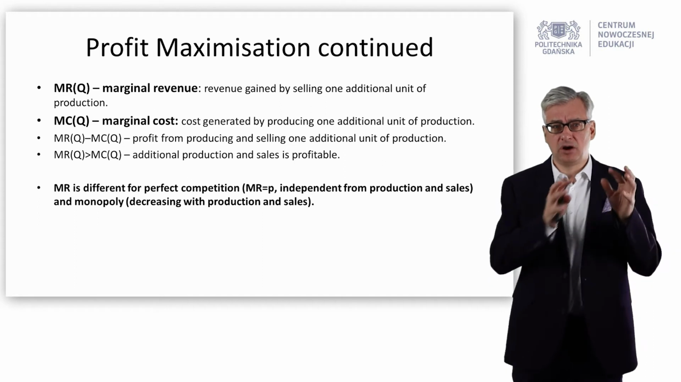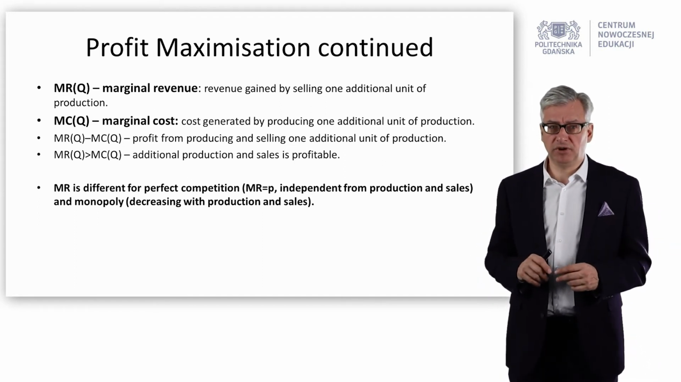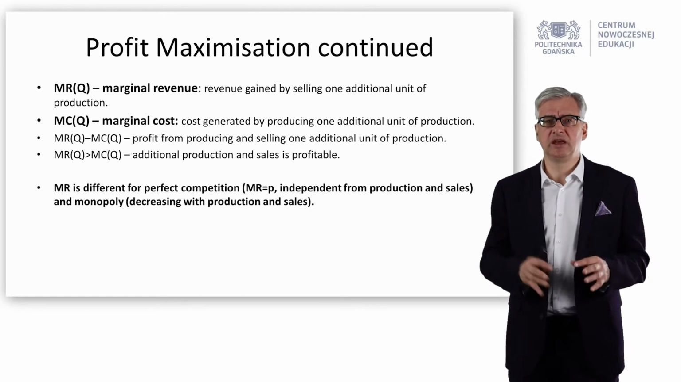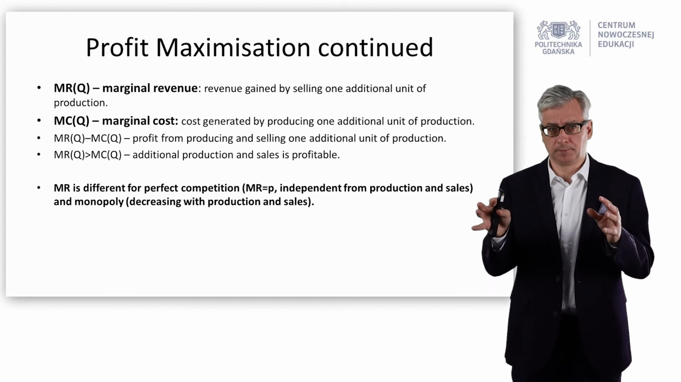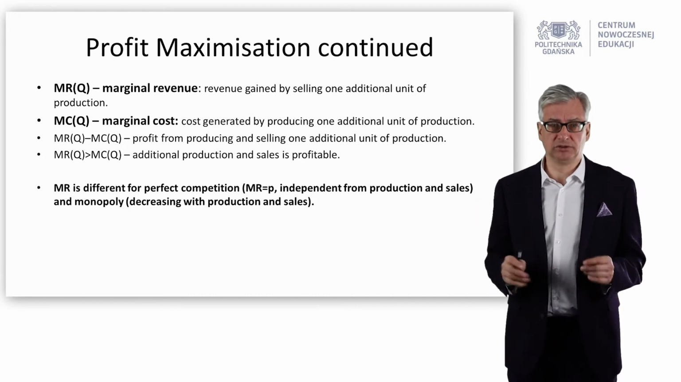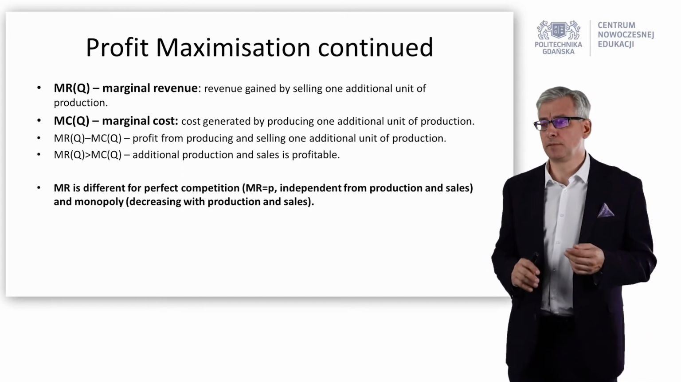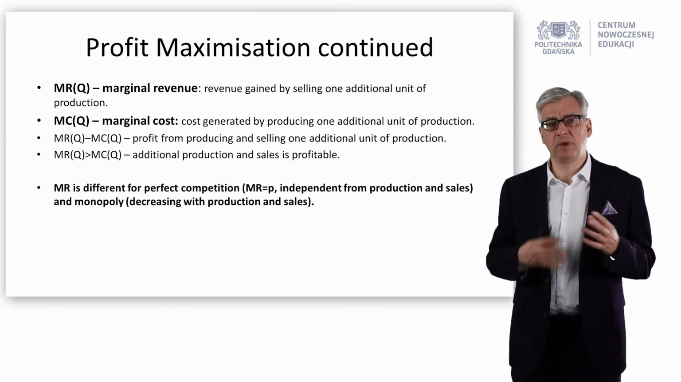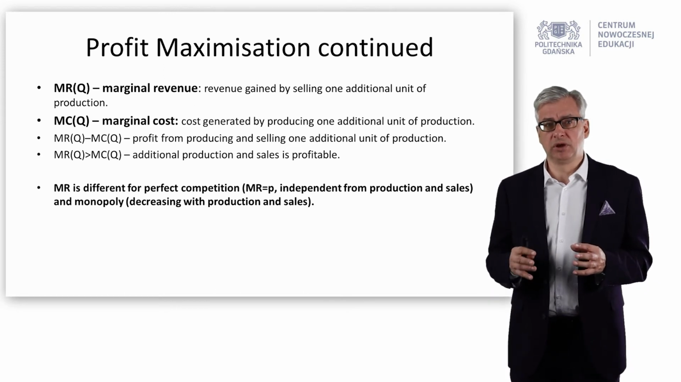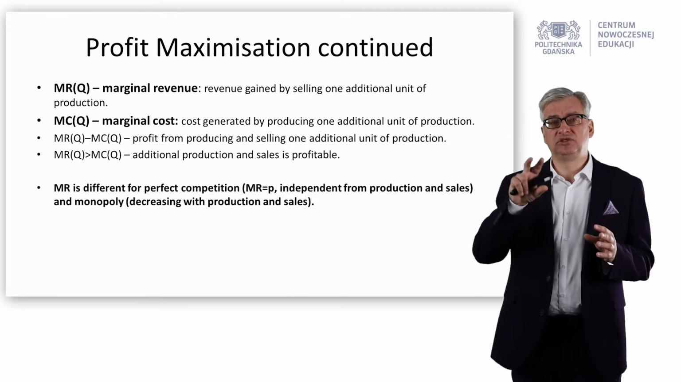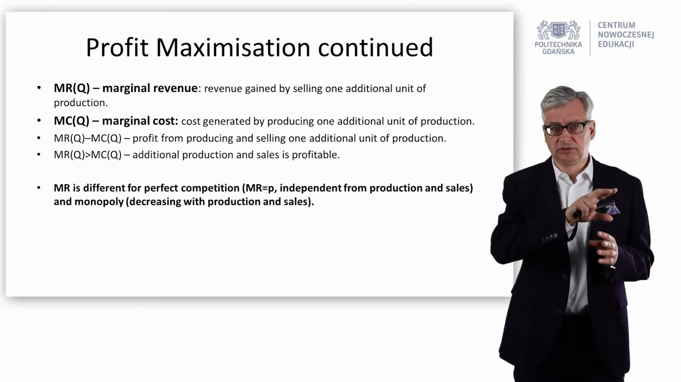Instead of saying marginal revenue must be equal to marginal cost, in perfect competition we can actually say the price must be equal to marginal cost. And we already know that you don't have any control over this price. So your way to maximize your profit in perfect competition will be about adjusting your marginal cost to the price that is in the market.